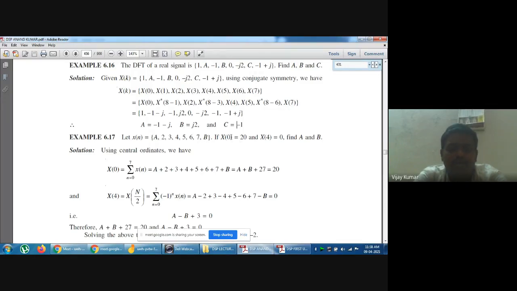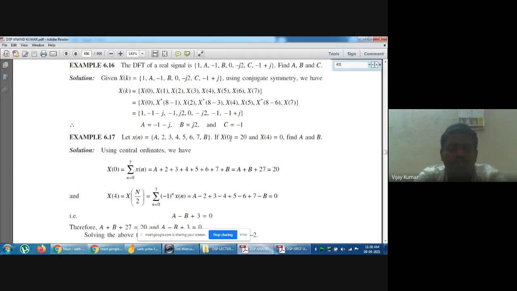Capital X of k equal to 0 is 20. Capital X of k equal to n by 2 is 0. And you are asked to compute the A and B values. Two equations are given, and with the help of those two equations, you need to compute A and B values. So two equations, two unknowns, you can calculate.